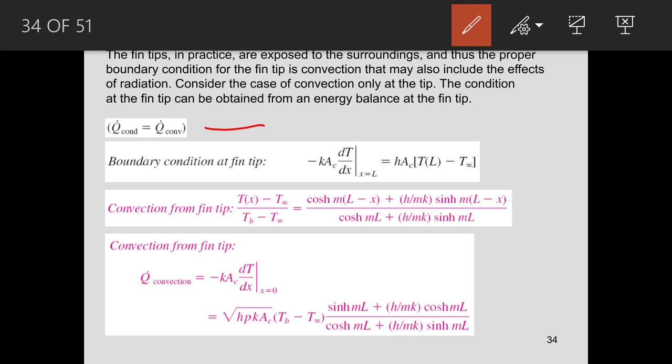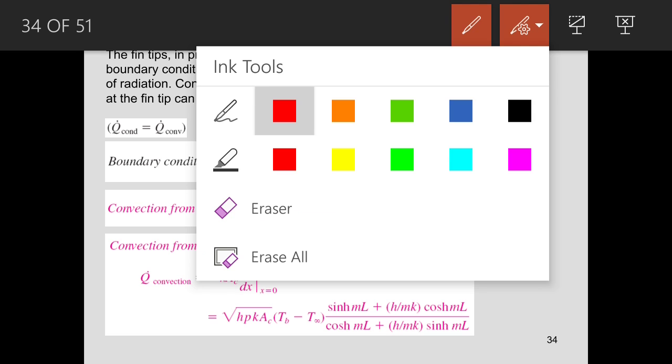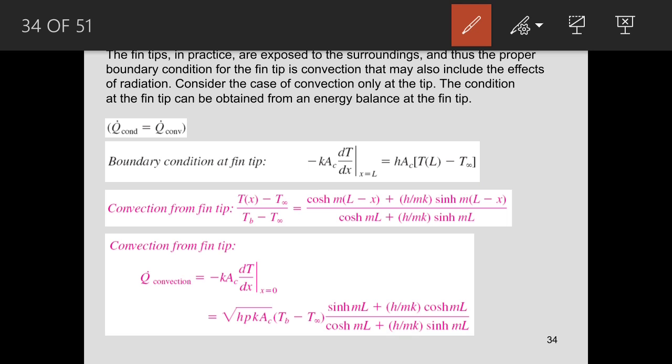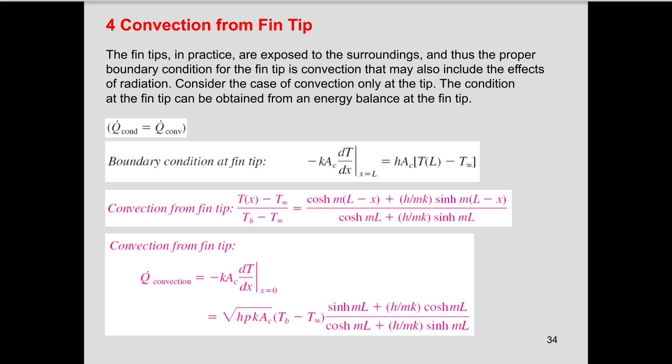We consider conduction heat transfer. This conduction heat transfer is equal to convection heat transfer, h Ac (TL − T∞). So TL means the temperature of the fin at the fin tip, minus T∞, the surrounding temperature. From that we get the values of C1 and C2, and by substituting these values we get the temperature distribution for this convection heat transfer from the fin tip condition.